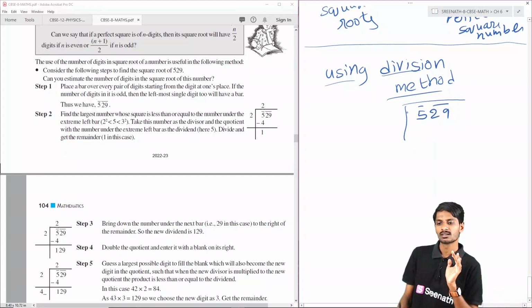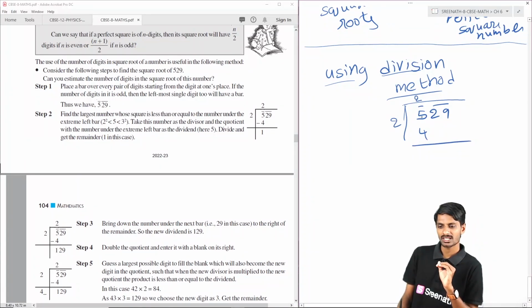And the next thing is, starting from the left, that is from the hundreds place or whatever the highest place, we first pick up the first group. Here in the first group we have only one number. So we have to find a number x whose square is less than or equal to that first group number, that is 5. So 2 squared is 4, which is less than or equal to 5. So we take 2 and write the 2 in the divisor and in the quotient.